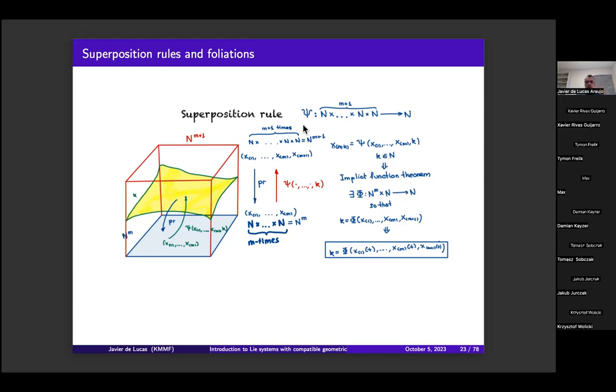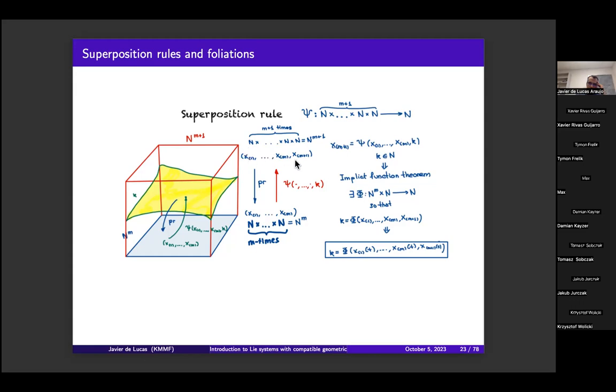Okay, so essentially they said, what we are going to do is to understand this somehow geometrically. And what we did was change this a little bit. We made a manifold with m plus 1 copies of the initial manifold, and another manifold, a base, with m copies of the initial manifold. And we made a projection of this manifold onto the first m copies.